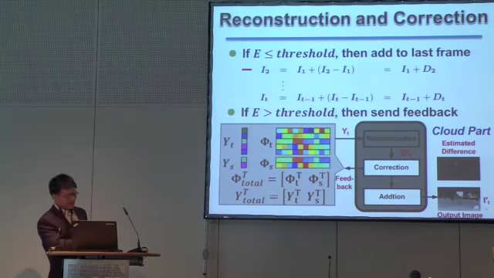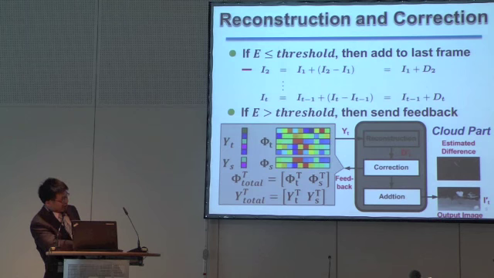Then if the error is smaller than or equal to the fixed threshold, we can consider the result is right. Then add to the next frame, and we get the new reconstructed frame. On the other hand, if the error is larger than the threshold, then we consider the result wrong.